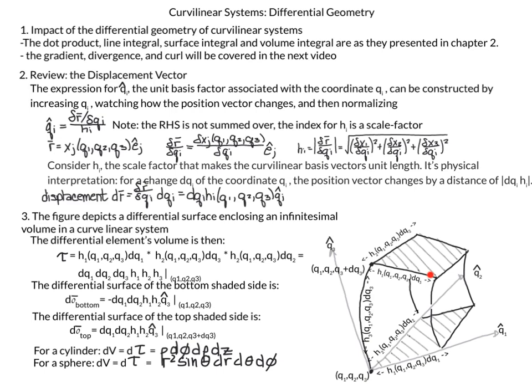So this figure depicts a differential surface enclosing an infinitesimal volume in a curvilinear system, and then we'll look at how to translate our rectangular system to a curved system. What we will see is that what we use to translate it is something called a scaling factor. In our previous videos, when we did surface and volume integrals and went into spherical or cylindrical coordinates, we multiplied them together and called them the Jacobian.